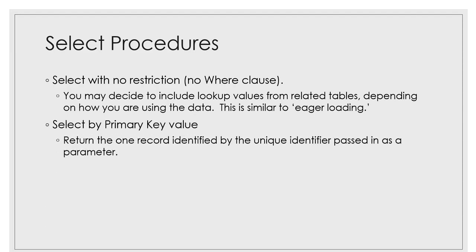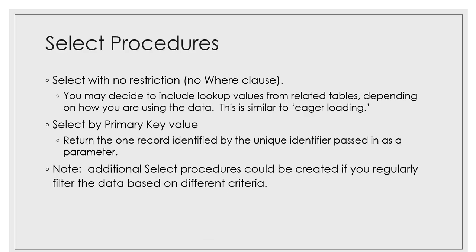Okay, select by primary key value. The next most common thing, go and pick that one record. So maybe it's a customer. You're going to pick the one customer whose information you want to pull up in a form on the screen, right? So perfect use for selecting an individual one, usually by the primary key or some other unique identifier, right, if it's not the primary key.